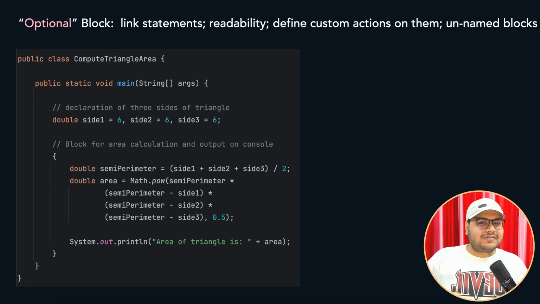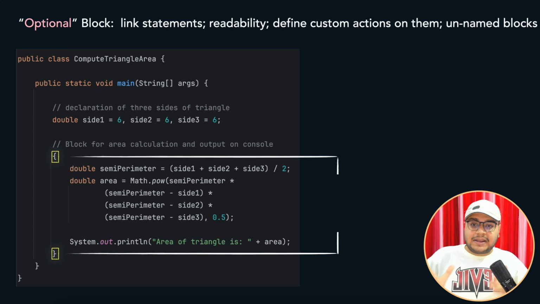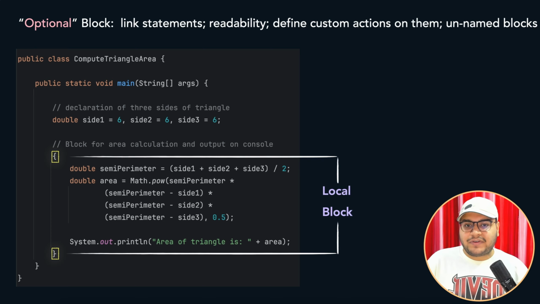Then we have custom or optional blocks. These are unnamed blocks that you create yourself, either to structure your code for readability purposes or to logically group certain statements, link them, and define certain group actions on top of it, like repeating this block 1,000 times or maybe conditionally executing this block. For example, in this case, I'm enclosing the processing and output phase of our code in one custom block.